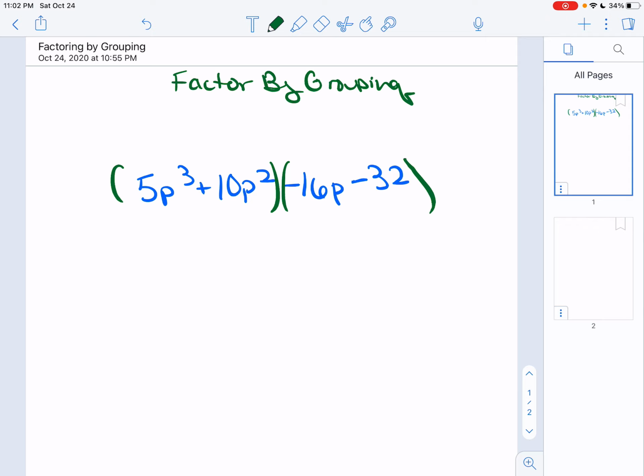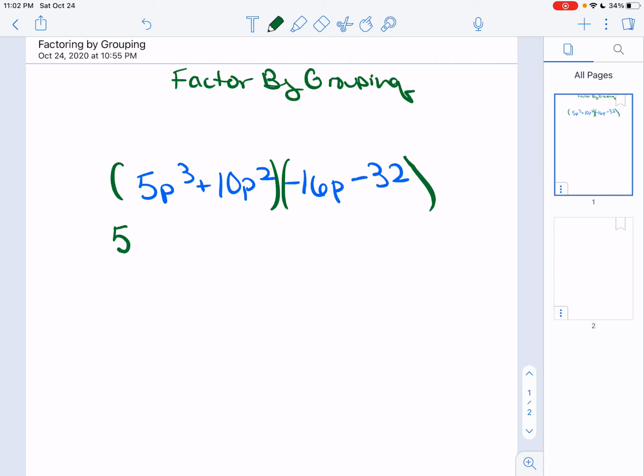Alright, so let's pull out a GCF from the first 2 terms. We're going to pull out a 5, because that is the biggest thing that can be pulled out between 5 and 10. And let's pull out p squared, because that's the biggest thing that can be pulled out. What's left is just p plus 2. Alright, so now let's do the exact same thing on the other side. The biggest thing we can pull out is a negative 16. We can't pull out anything with p because there's only a p on one side. So what's left is just p plus 2.